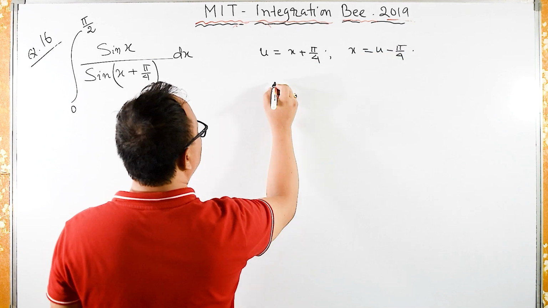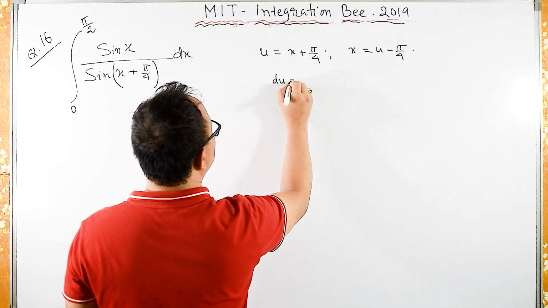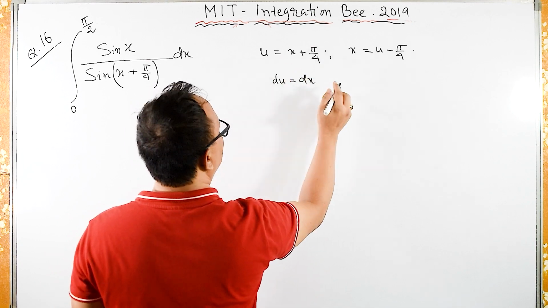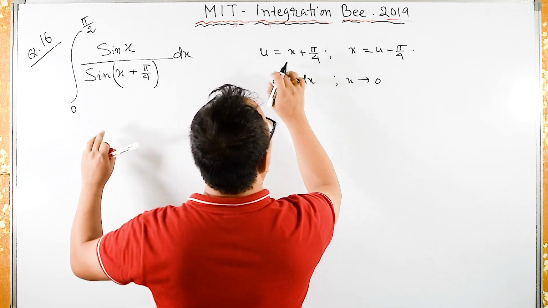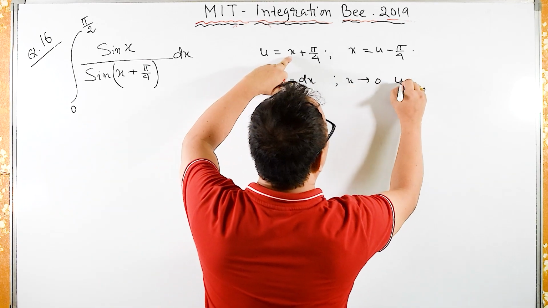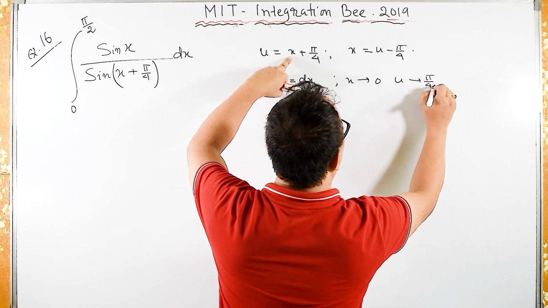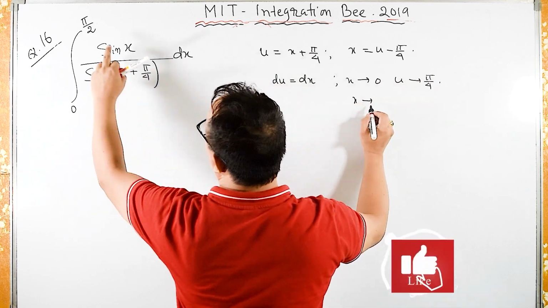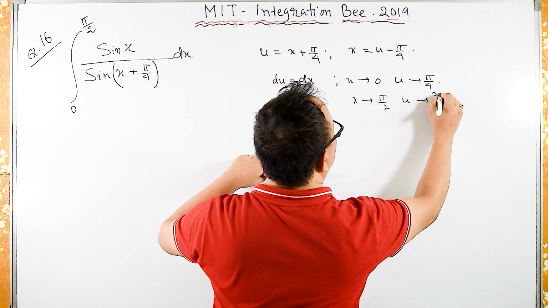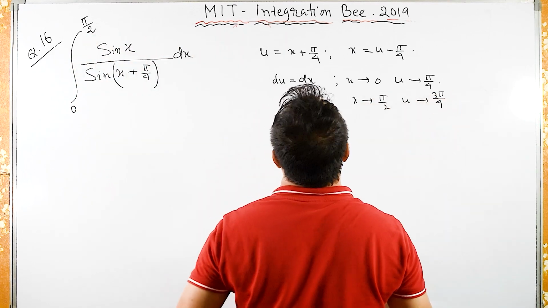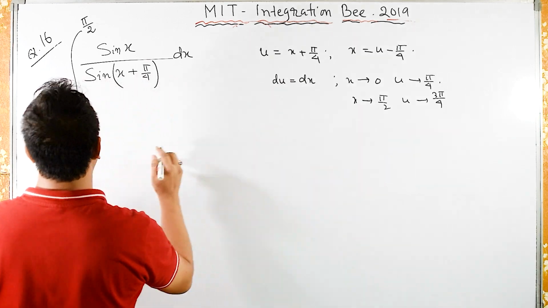Now what is my du? du is the same as dx. And what about limits? When x tends to 0, then u tends to pi by 4. When x tends to pi by 2, then u tends to 3 pi by 4. So let's substitute over here.